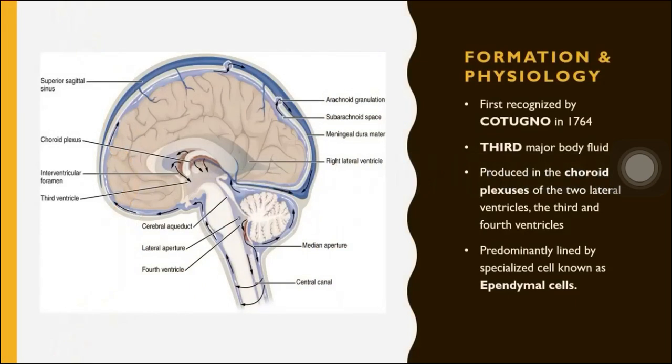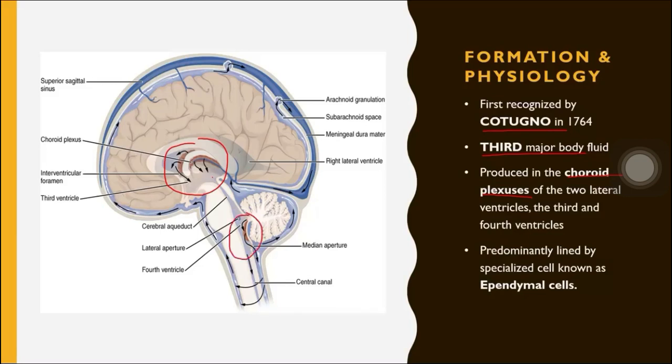So CSF was first recognized by Coutinho in 1764. It is considered as the third major body fluid after blood and urine. It is produced in the choroid plexus of the two lateral ventricles, the third and the fourth ventricle. So this is the choroid plexus in the lateral and third ventricle. Meanwhile, this is the choroid plexus present in the fourth ventricle.